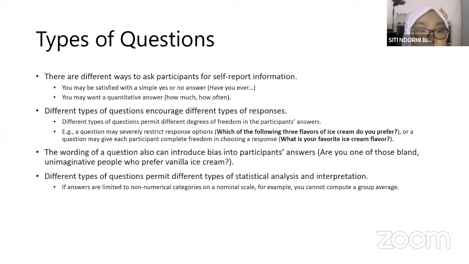Or a question may give each participant complete freedom in choosing a response. For example, what is your favorite ice cream flavor? Then you give 100% freedom for your respondent to give the answer, to elaborate, to explain their preferences. The wording of a question can also introduce bias into participants' answers. For example, are you one of those blind, unimaginative people who prefer vanilla ice cream? Here we have already embedded a discriminating or biased element in the question.